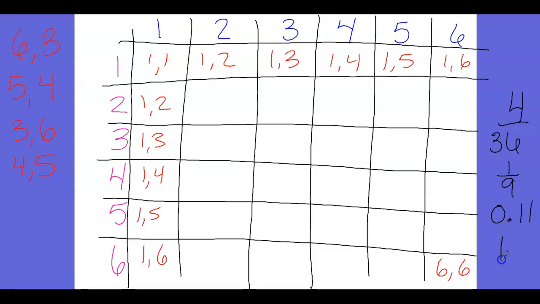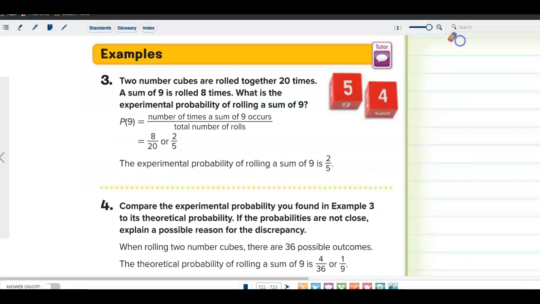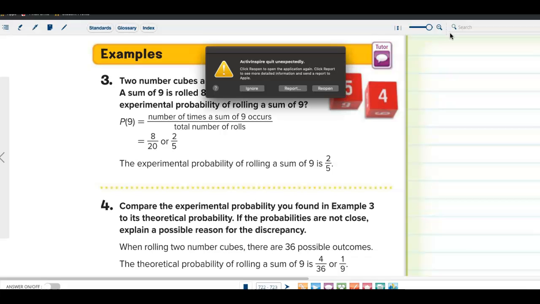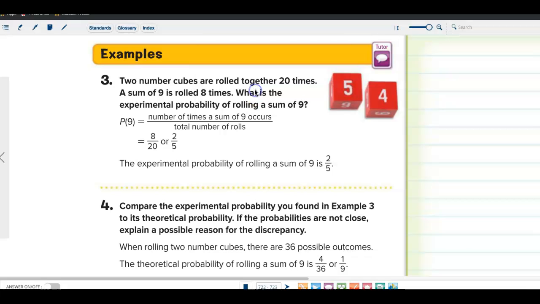Which is the same as a decimal, and the same as a percent? Okay, so what was our theoretical? Somebody remind me from the previous problem? 11%. Okay, so what was our experimental? 40%, and our theoretical was 11%. So which one's greater? 40%, which goes with which one? Theoretical or experimental? Experimental. So our answer would be experimental is greater than theoretical.